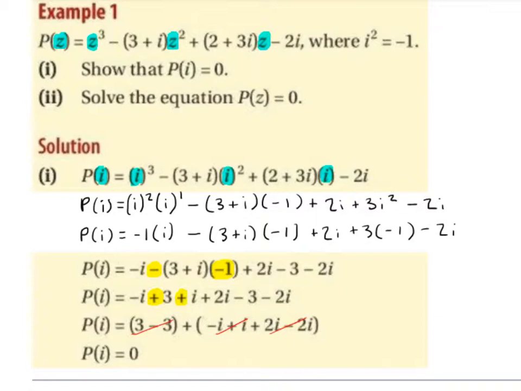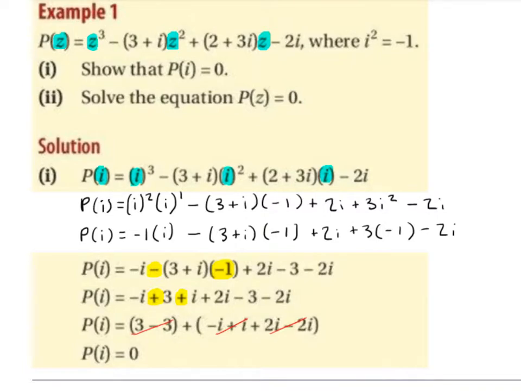Since this represents p(z), if we want p(i), we need to substitute each z for i. So p(i) is going to be i³ − (3 + i) times i² + (2 + 3i) times i − 2i. So we basically just swapped each of these z's for i.